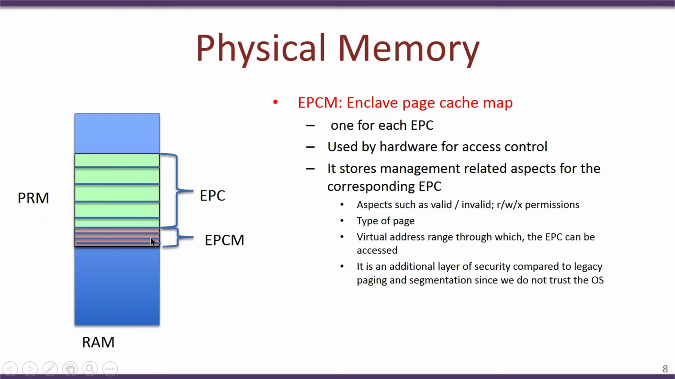This EPCM is further divided into various sub-regions, and we have one entry for each EPC. For example, if there are say 1024 EPC regions, each of 4 kilobytes, then there would be 1024 regions in the EPCM. One region is associated with the corresponding EPC. Essentially this EPCM is used by the hardware for access control. It stores various information related to the corresponding EPC.